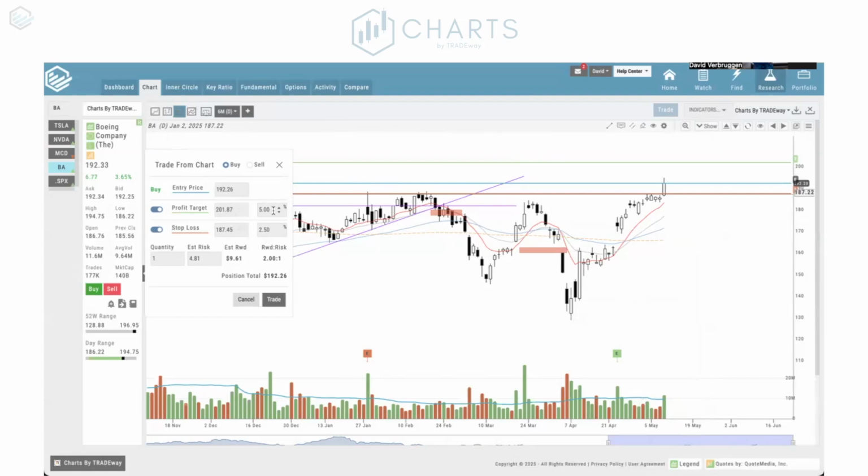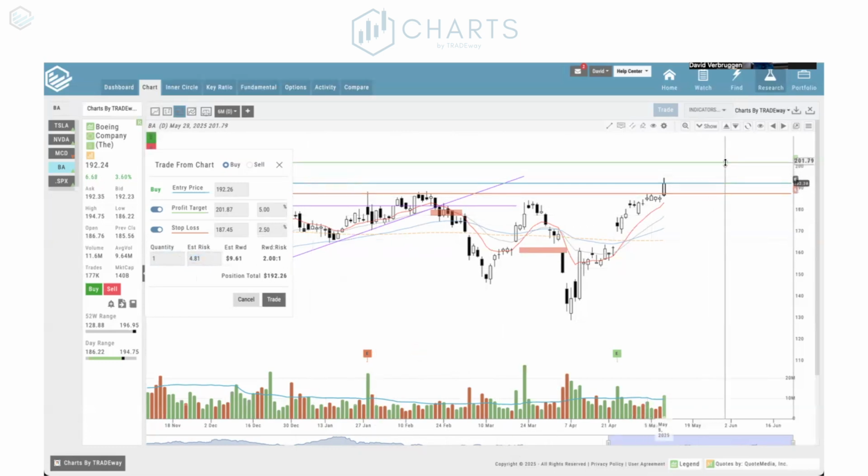And it defaults to a 5% profit or a 2.5% expense. And right now it's at a 2-to-1 reward to risk ratio. And if I buy 1 share, then with this plan that is just defaulted in here, my estimated risk is $4.81. That's with buying $192 stock.